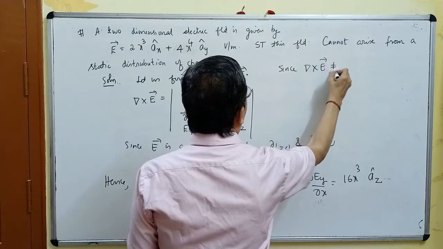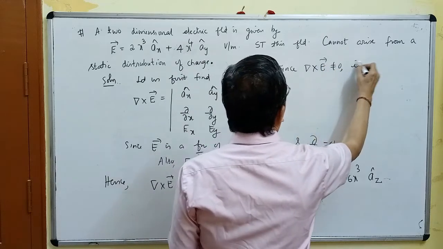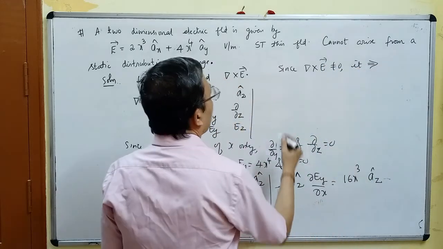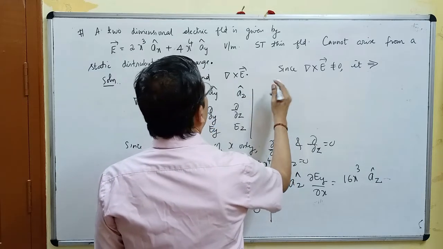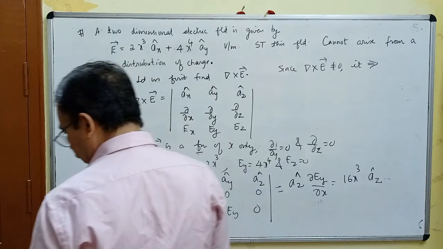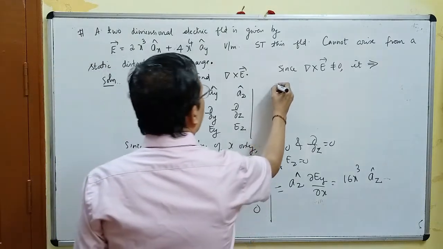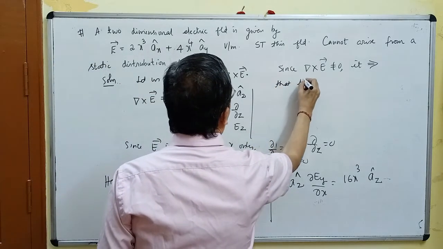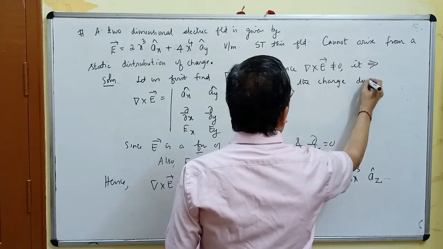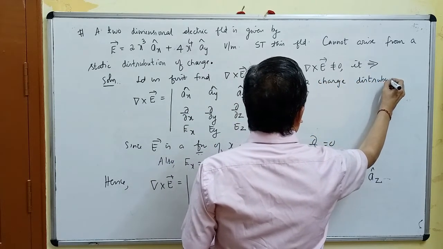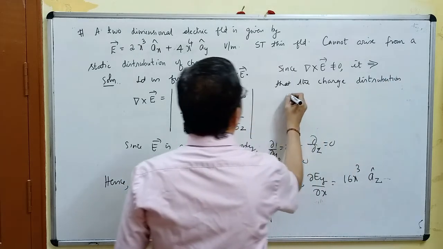Since del cross E is not equal to 0, it implies the charge distribution is not static.